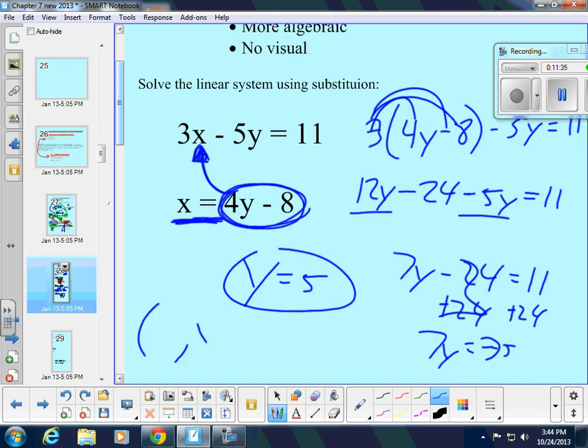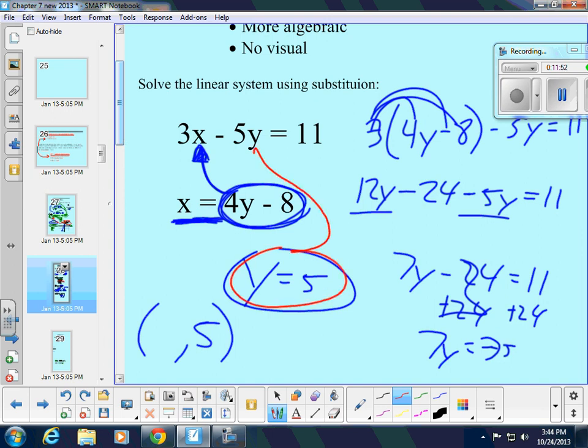Okay, all I found is the y-coordinate. I found the y-coordinate for that point where these two lines would cross. That's going to be 5. If I want to find the x-coordinate, I've got to plug it back into one of the equations and see what I get. And again, it should not matter which equation you plug it into. I'll tell you right now, it will not.